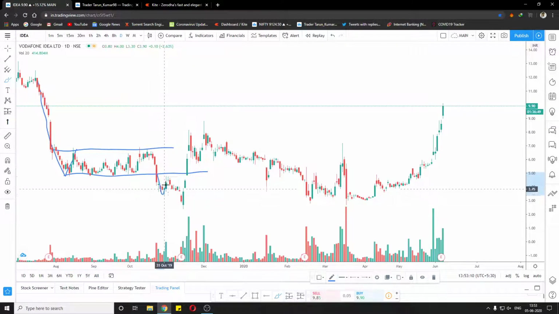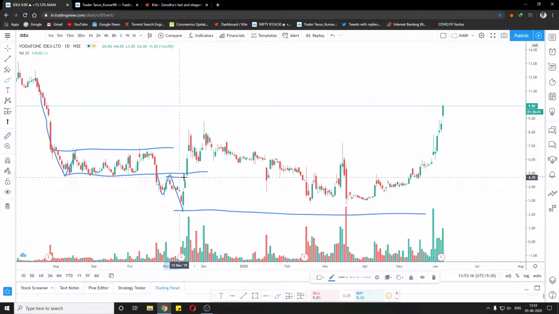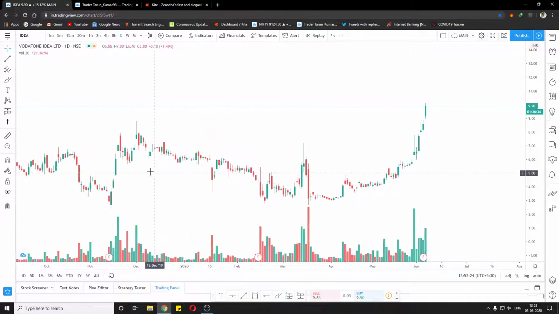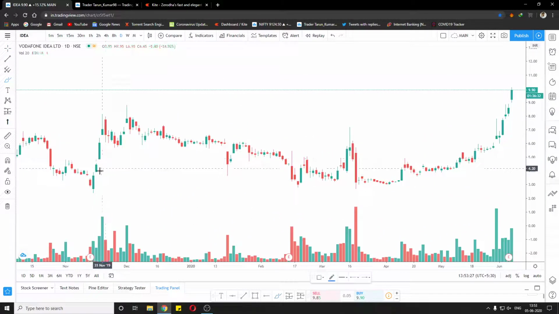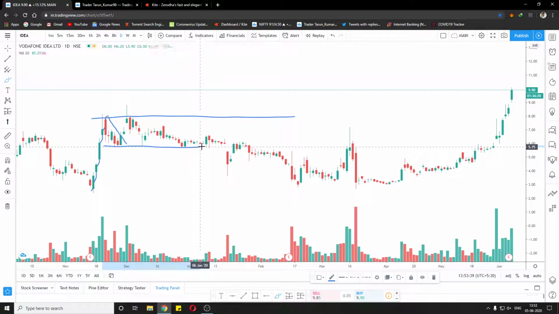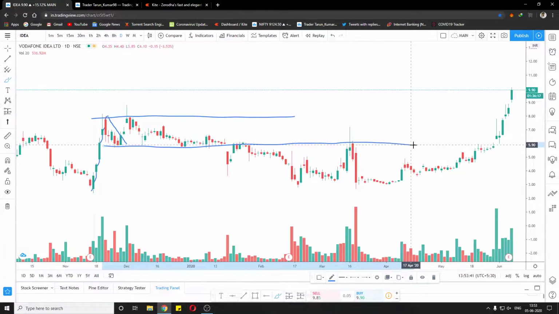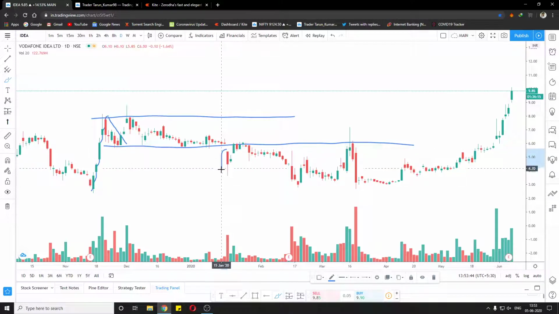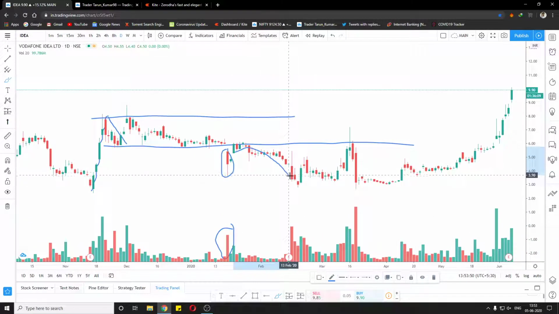Then the market came down. Now this becomes our support, and this becomes our resistance. Then we had another breakout, and then we reached till here. So this became our resistance, and the market came down to this level. This became our support. As you can see, we had another breakdown with this candle, this huge volume. Then we kept going down again and again.